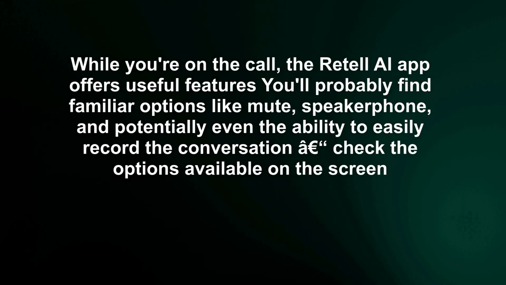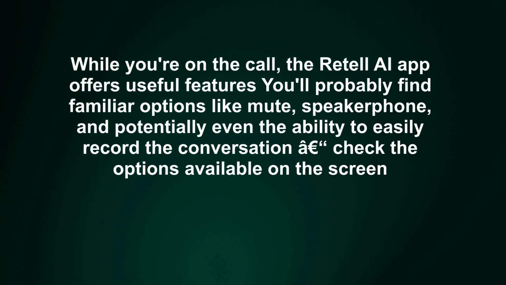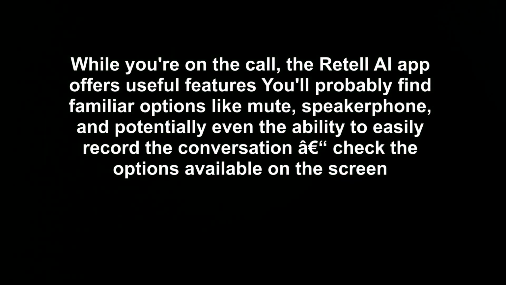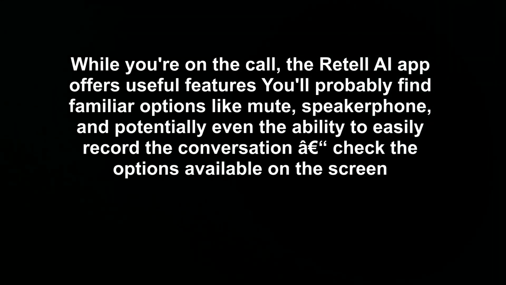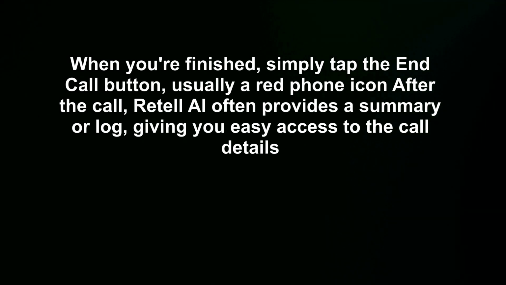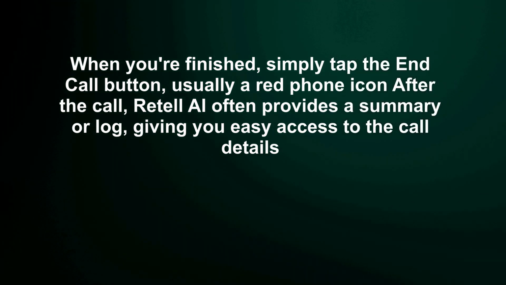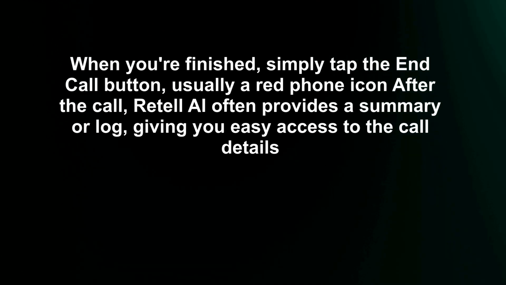While you're on the call, the Retell AI app offers useful features. You'll probably find familiar options like mute, speakerphone, and potentially even the ability to easily record the conversation. Check the options available on the screen. When you're finished, simply tap the end call button, usually a red phone icon. After the call, Retell AI often provides a summary or log, giving you easy access to the call details.